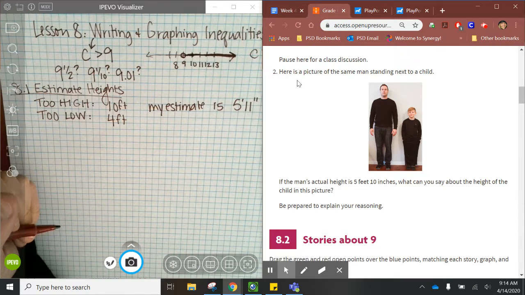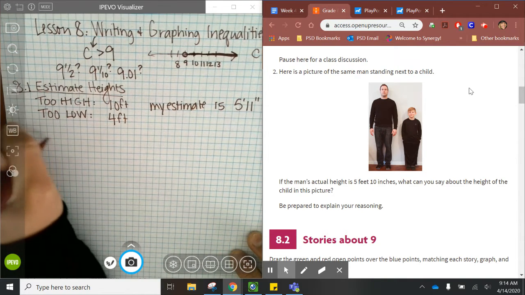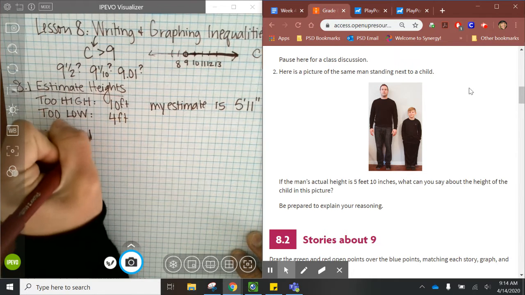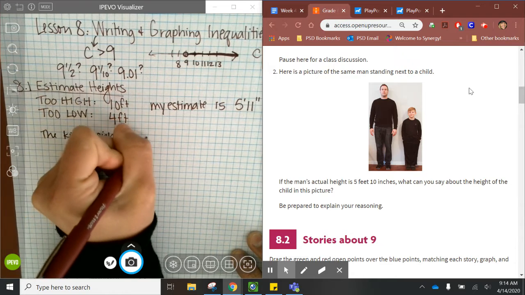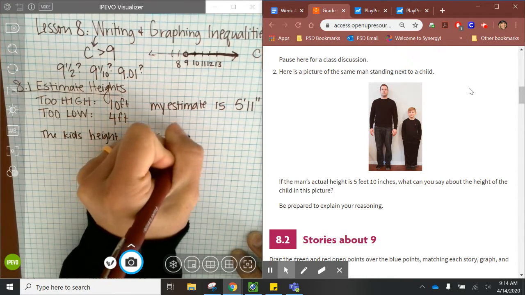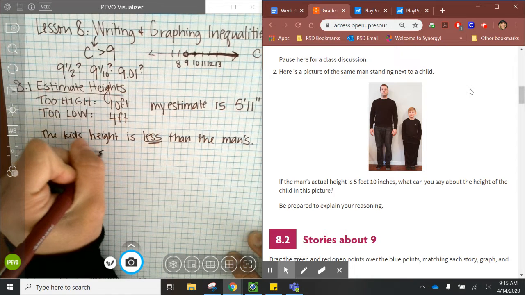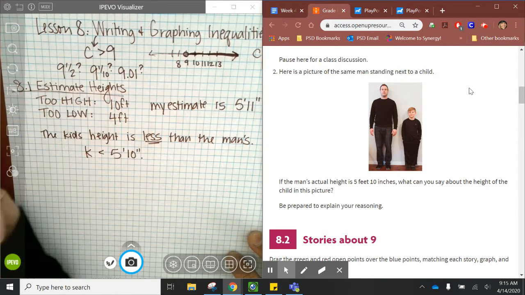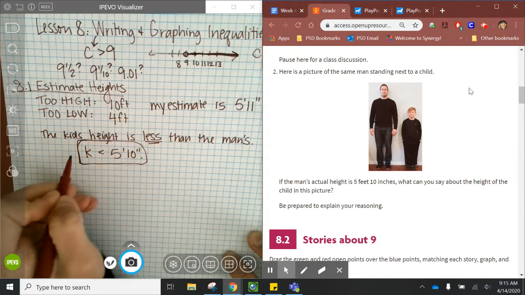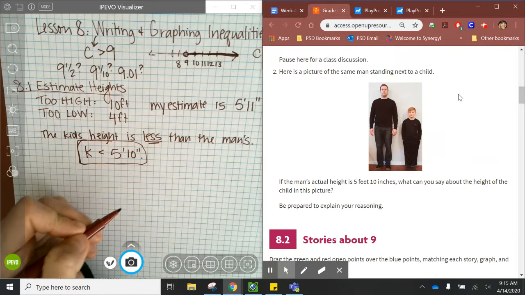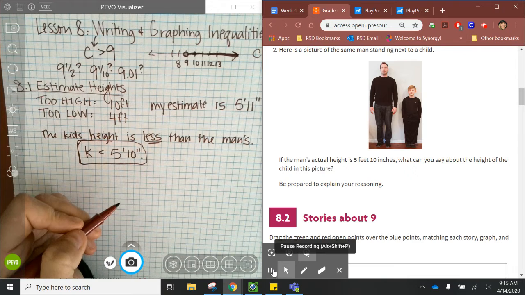All right, so if we scroll down, it says, here's a picture of the same man standing next to a child. If the man's actual height is 5'10", what can you say about the height of the child in this picture? So we can't really know this child's height exactly. It looks like maybe he's about 2 feet shorter or 1.5 feet shorter. But all that we know, and I'll write this over here, is that if we were asked to compare them, the kid's height is less than the man's. So we could say K for kid is less than 5'10". So this is an inequality that represents the kid's height. It says the kid's height is less than 5'10" because we know that that's what the man's height is. Okay, so pause there and give that a little bit of thought.